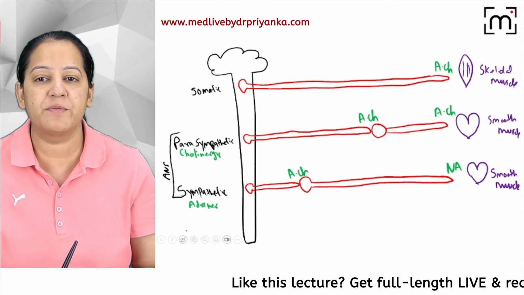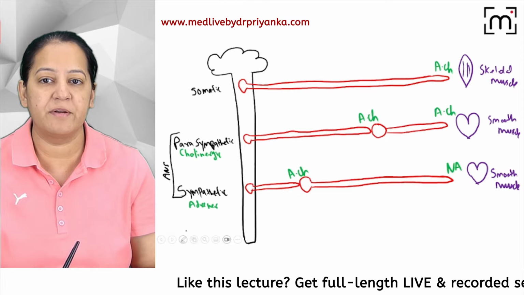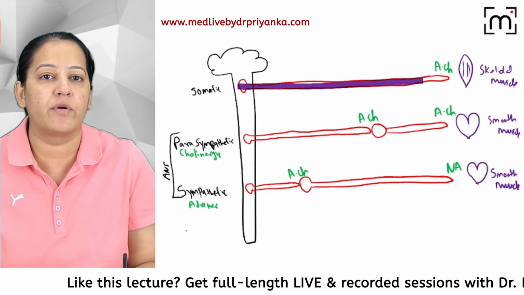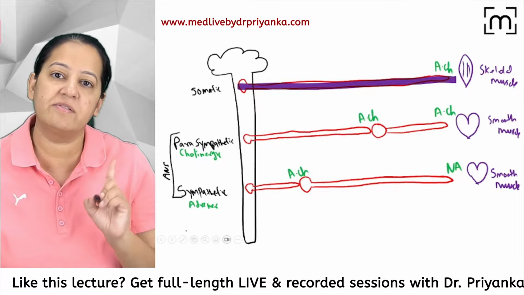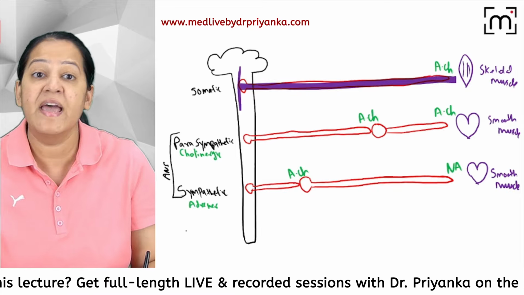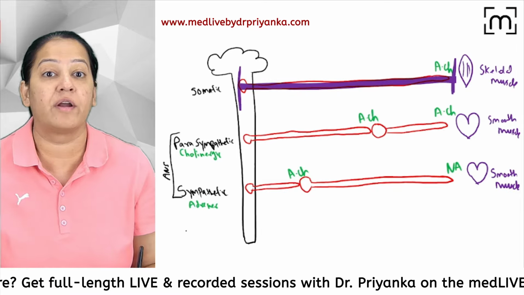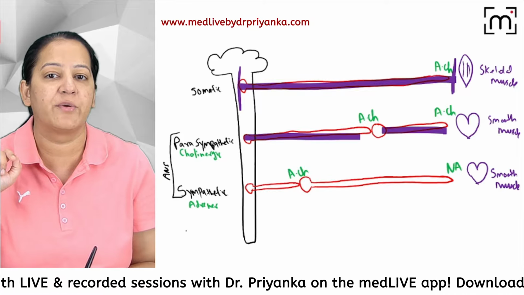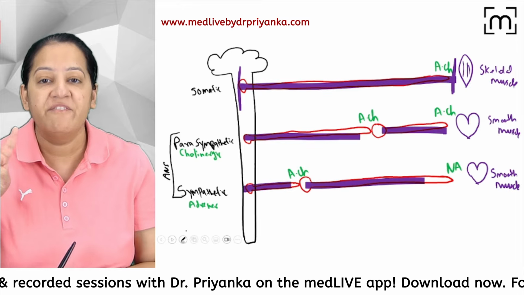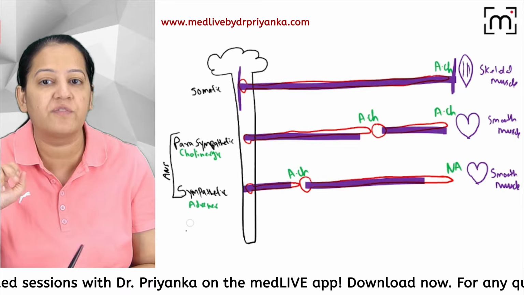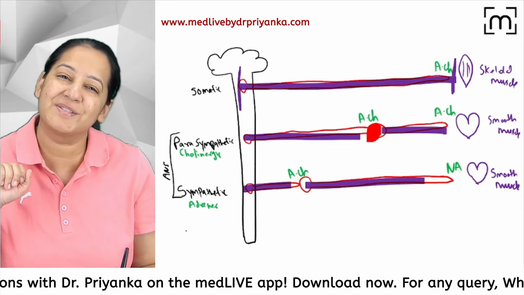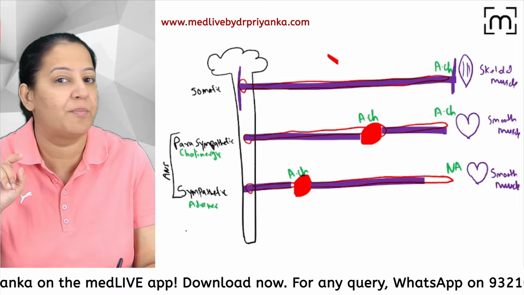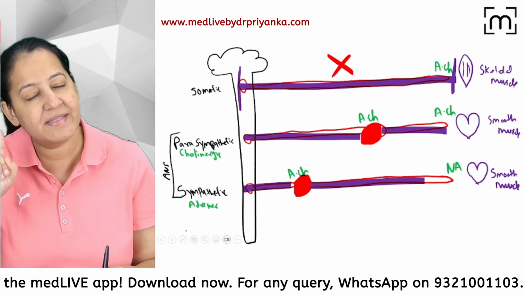There is one more difference between somatic and autonomic that we have already seen, but we are just revising here. You can see the somatic nerve is a single neuron, starting from the CNS and directly ending in the effector organ. But in the autonomic nervous system, there are 2 neurons, the first neuron and the second neuron. Whenever there are 2 neurons, there is a junction of the 2 neurons, known as ganglia. So in the autonomic nervous system, we have ganglia. In the somatic nervous system, we don't have ganglia because it is a single neuron.